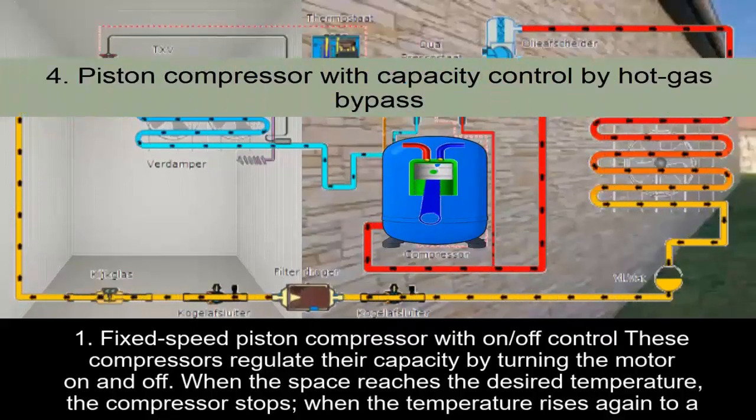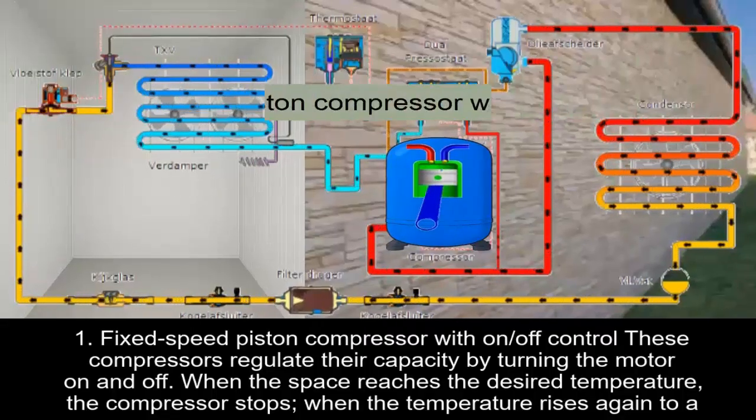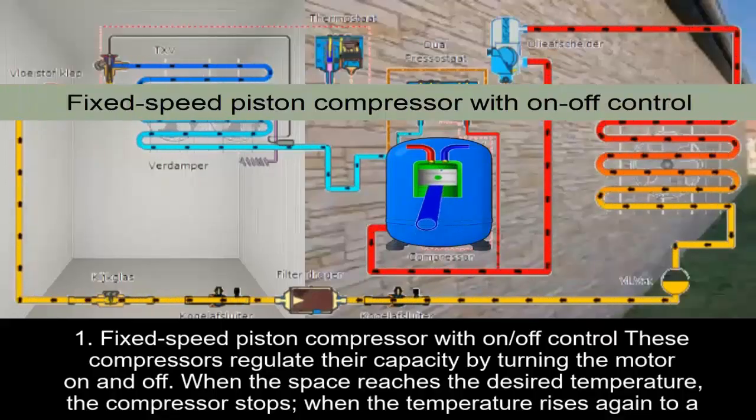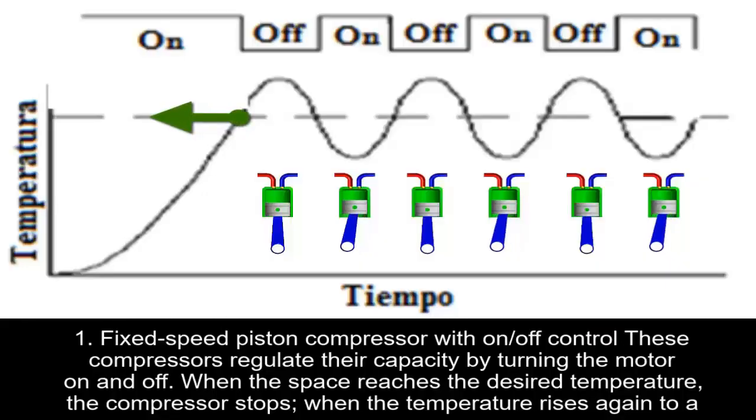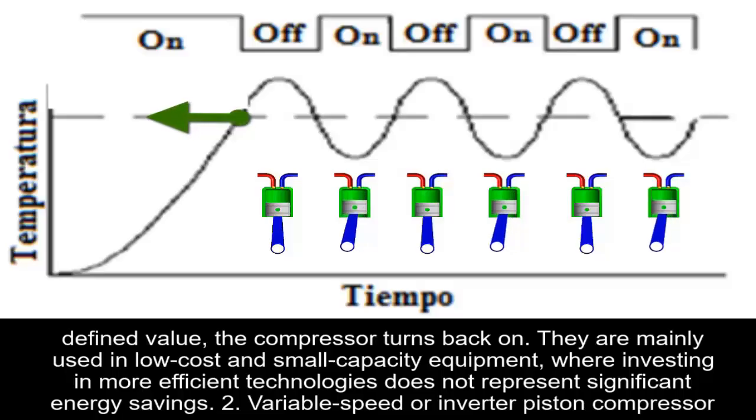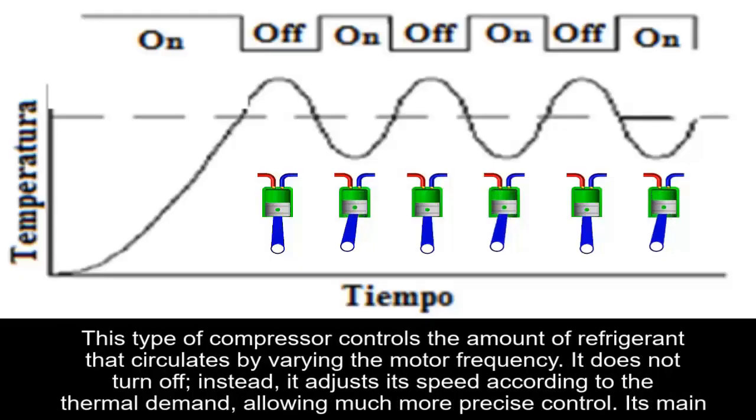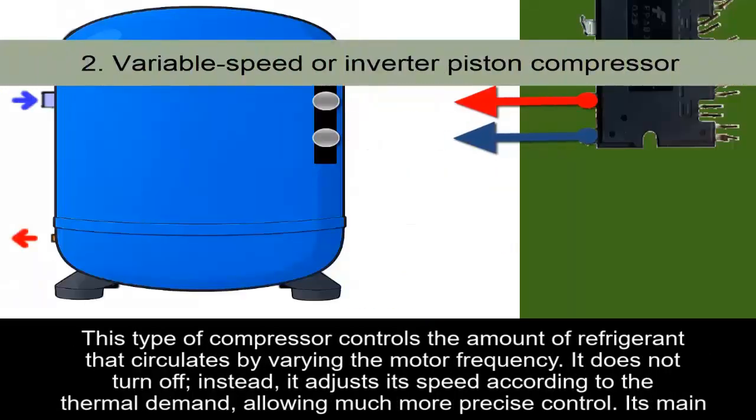1. Fixed-speed piston compressor with on-off control. These compressors regulate their capacity by turning the motor on and off. When the space reaches the desired temperature, the compressor stops. When the temperature rises again to a defined value, the compressor turns back on. They are mainly used in low-cost and small-capacity equipment, where investing in more efficient technologies does not represent significant energy savings.